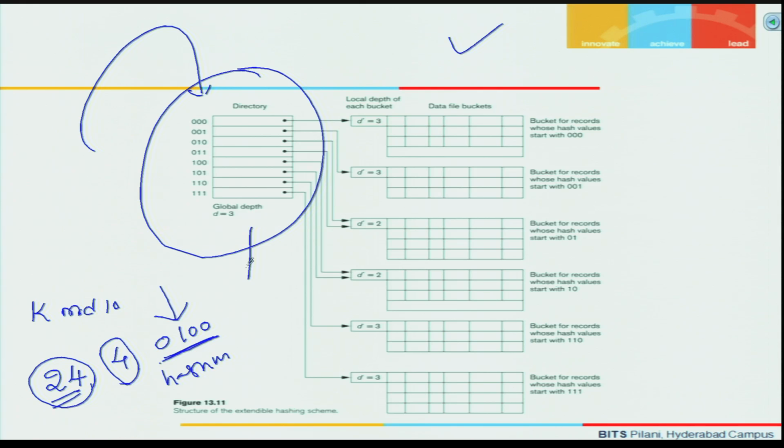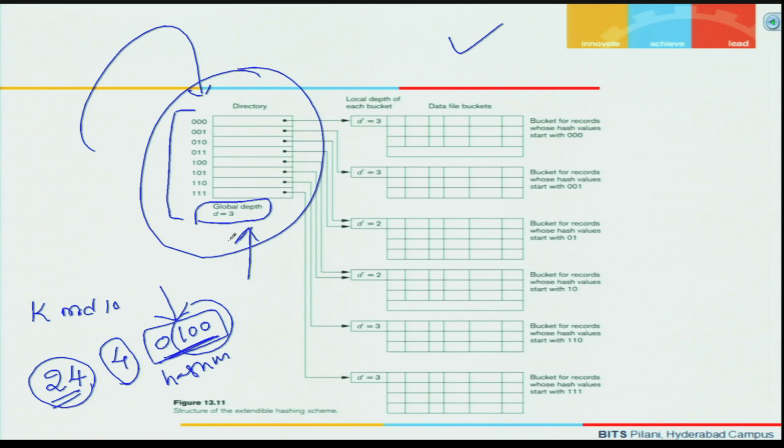Initially for the directory structure, there is a notion called global depth, which indicates how many leading bits of the binary representation of the hash value are used to make a search. In this case, the global depth is equal to 3. That means though there are 4 bits in the hash value, I will be considering only 3 leading bits. When I have 3 leading bits considered, how many entries are possible in the directory? 2 to the power of 3, that is 8 entries are possible in the directory structure.